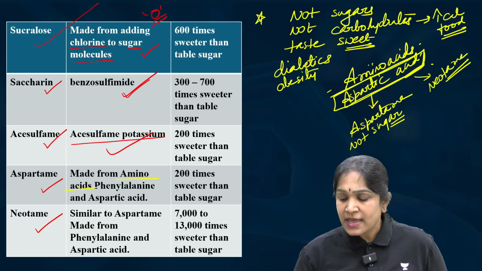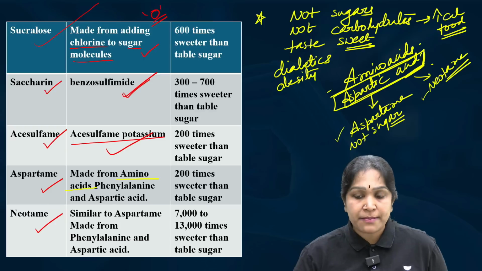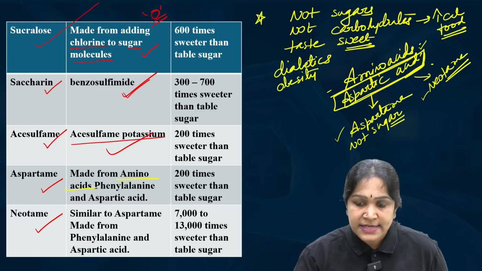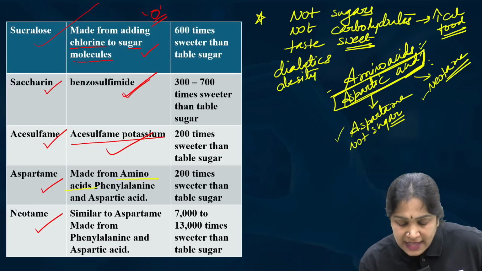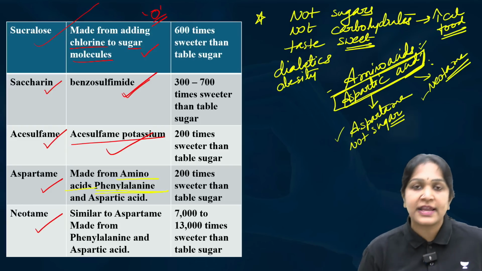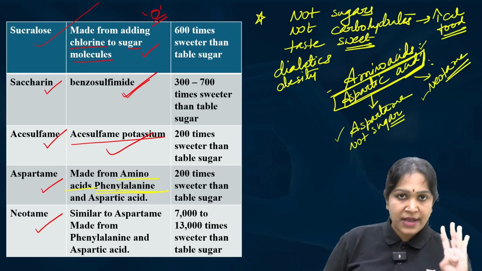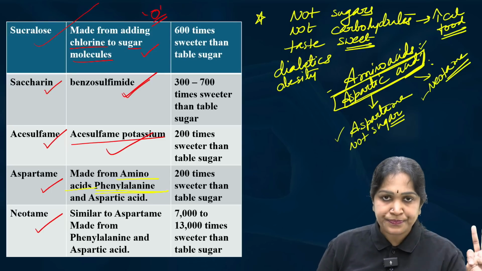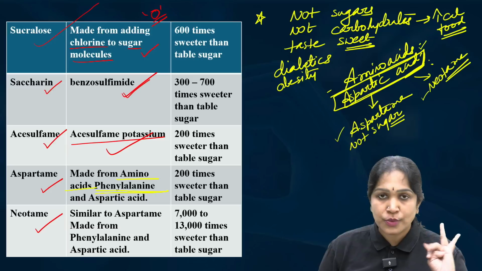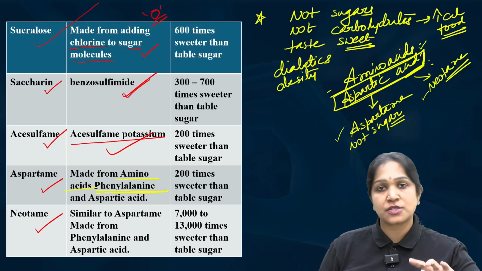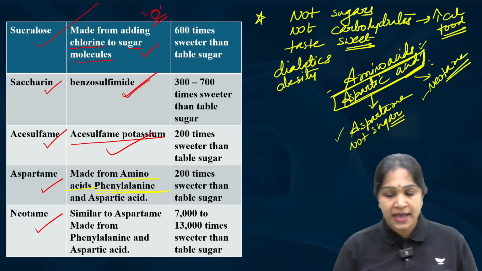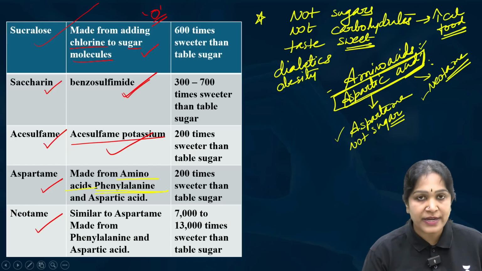I repeat, aspartame and neotame are made from an amino acid called aspartic acid, and another amino acid called phenylalanine. They are amino acids, not sugars. So therefore they cannot increase sugar level in the blood, but taste sweet. Okay, so we can use them as artificial sweeteners.